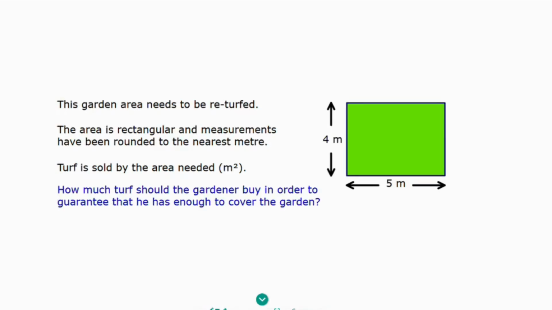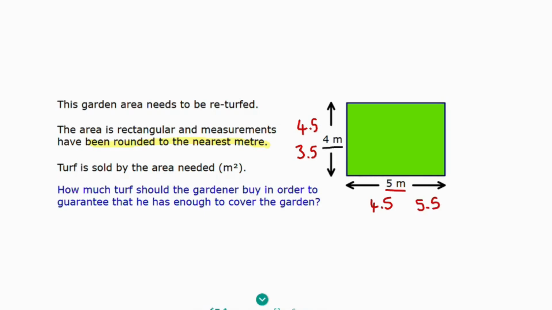Okay, let's have a look at solving problems using upper and lower bounds. This garden area needs to be returfed. The area's rectangular measurements have been rounded to the nearest metre. Even if I ignore the rest of this question, let's just always think, what would the upper bounds and lower bounds be? So 4 metres to the nearest metre. The upper bound would be 4.5, the lower bound would be 3.5. And 5 metres to the nearest metre, lower bound 4.5, upper bound 5.5.